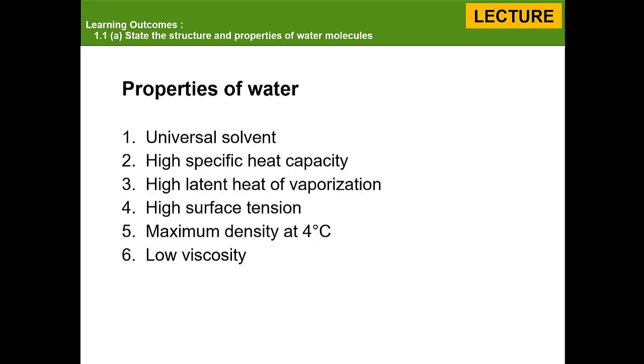Next, the properties of water. There are 6 properties of water. The first one, universal solvent due to its polarity. Second, high specific heat capacity. Third, high latent heat of vaporization. Fourth, high surface tension. Fifth, maximum density at 4 degrees Celsius. And sixth, low viscosity.